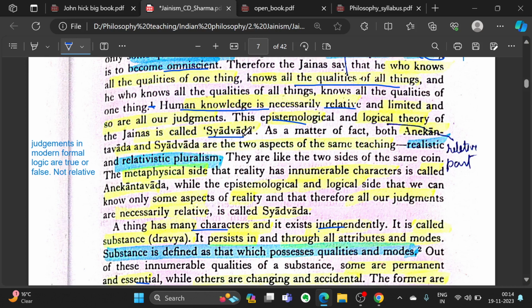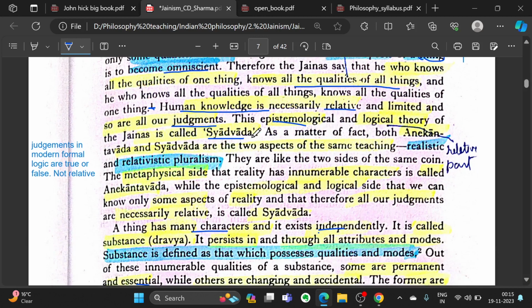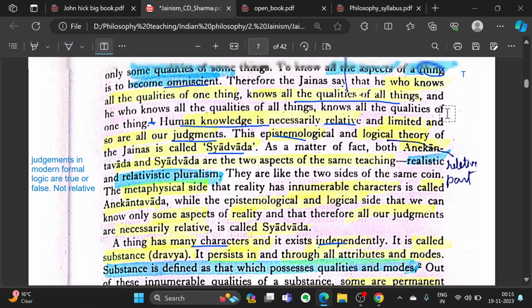Now, what is Syadvad? Syadvad is simply the epistemological doctrine that our knowledge is relative and our judgments are also relative. Now, you know about epistemology. Epistemology is linked to knowledge, right? Because our knowledge is relative, that is the epistemology, and our judgments are relative, that is the logical theory. And both of these together are termed as Syadvad, right? So, okay, let's talk about judgments for a second.